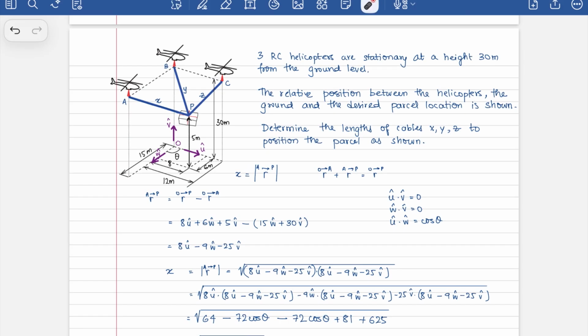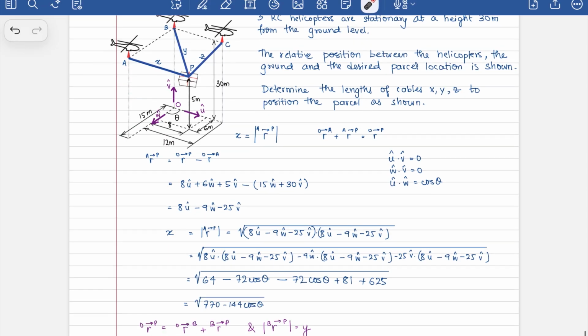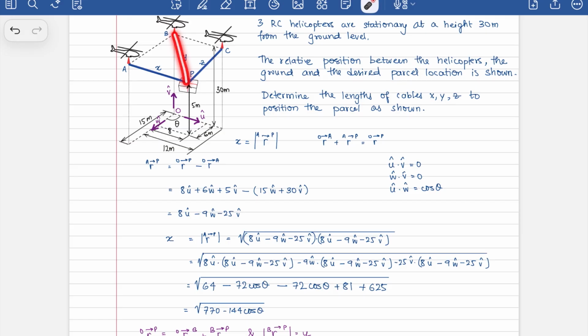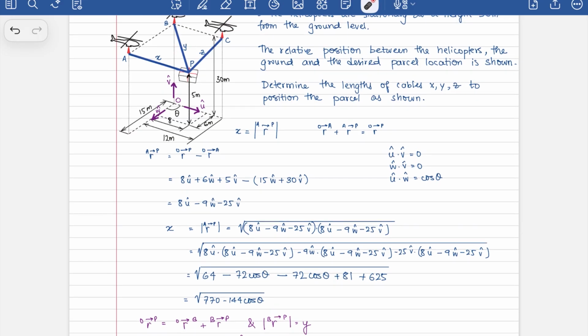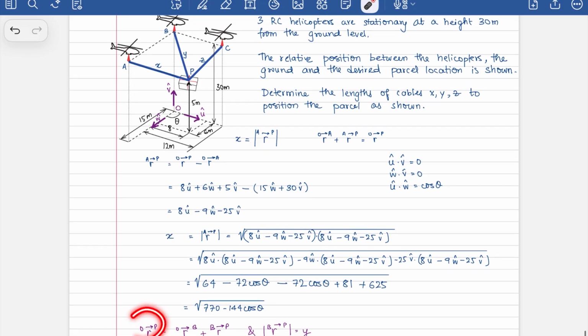Okay, so what we've done is we defined this vector and then we found its magnitude. In the same way for y, you want to define this vector, and we do that by defining, as shown here, the position of P is the position of B with respect to O plus the position of P with respect to B. Okay, that's what I've written here. And we're after this guy here. And so we know the position of O to P as 8 u hat plus 6 w hat plus 5 v hat. We've defined that before as well.